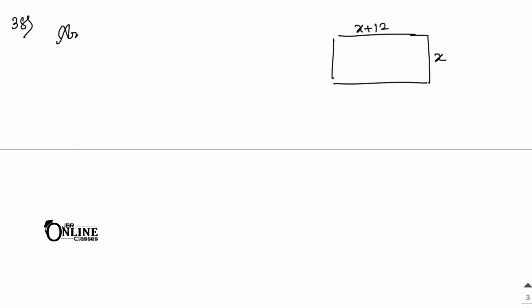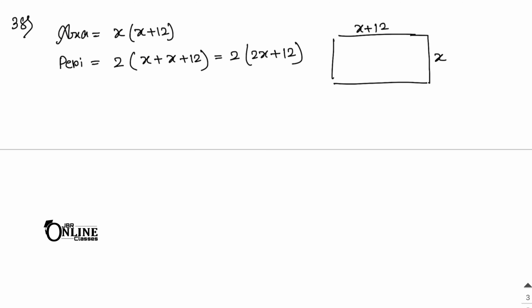So first here area equal to length into breadth, so x into x plus 12, and next here perimeter equal to 2 into next one length plus breadth. Okay, so that means here 2 into 2x plus 12. So now according to the problem, here the numerical value of its area, so that means here x into x plus 12, that is the area, is equal to 4 times. So 4 into the numerical value of its perimeter, so 2 into 2x plus 12.